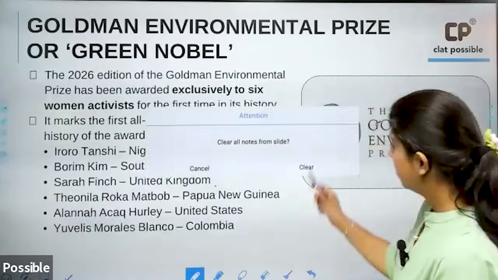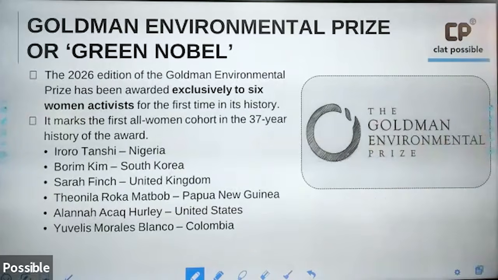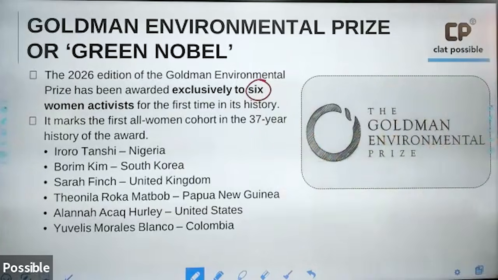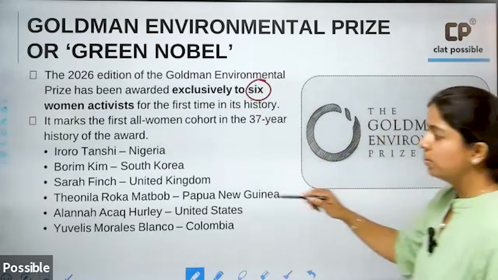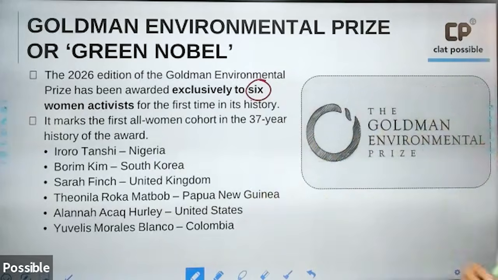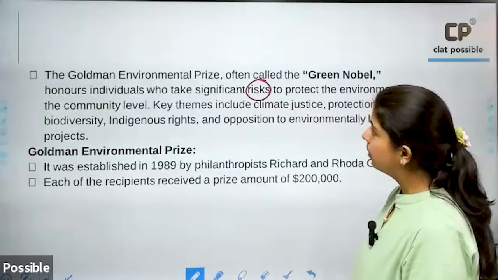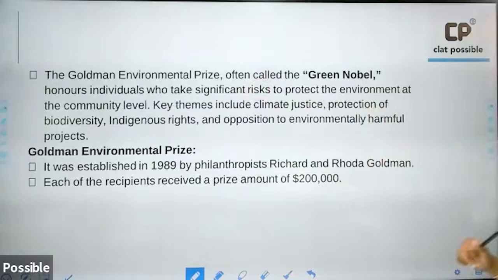Then coming to the next bit, which is the awards, we have 2 most important ones. One is the Goldman Environmental Prize, or the Green Nobel. This time it was given to 6 women activists for the first time in history. So we have Iroro Tanshi from Nigeria, Boreen Kim from South Korea, Sarah Finch from UK, Theonella Roca Macbob from Papua New Guinea, Alana Akak Hurley from US, and Yuvelis Morales Blanco from Colombia. All right, do remember their names. This particular prize, the Goldman Environmental Prize, is often known as the Green Nobel.